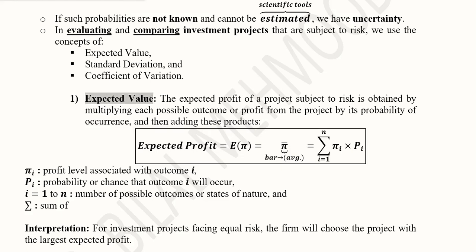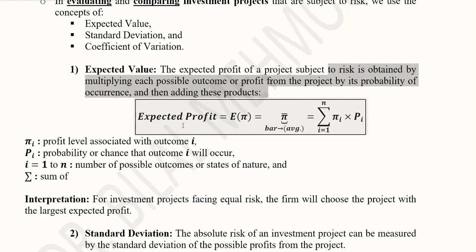The first one is expected value, and as we can see, since it is an expected value, it means there is a possibility of uncertainty or likeliness. And when we say likeliness or possibility, it means there is a chance of having a probability as well. So here, the expected profit or value or return of a project subject to risk is obtained by multiplying each possible outcome or profit from the project by its probability of occurrence, and then adding these products.